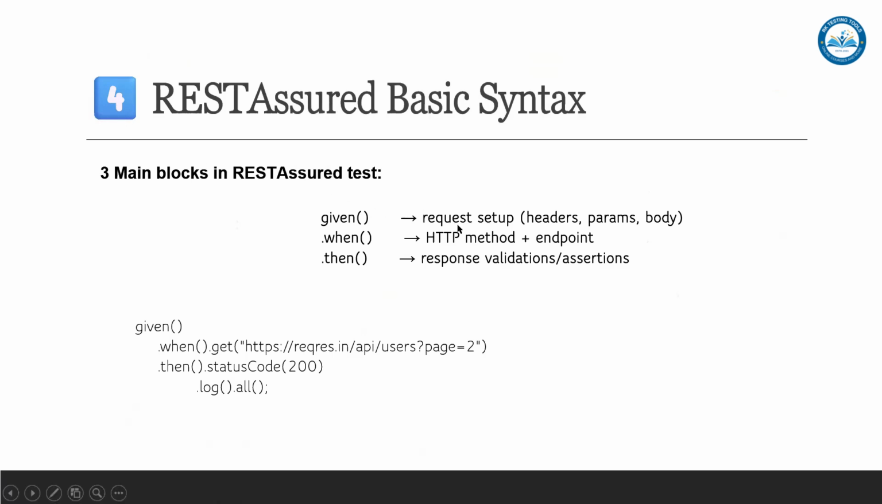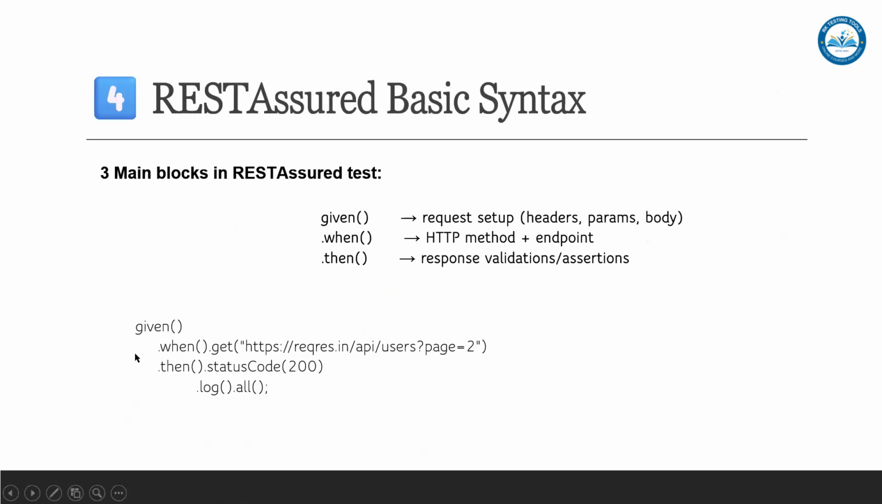What is given? Given is for request setup, like if you want to set up the headers, params, and body of the request. Request headers, request params, and request body, we set using given. And when is for the HTTP methods plus endpoints, whether it's a GET method, PUT method, or PATCH method. And then is for validation purposes. If you want to validate the response code, response body and so on, you must use the then method.